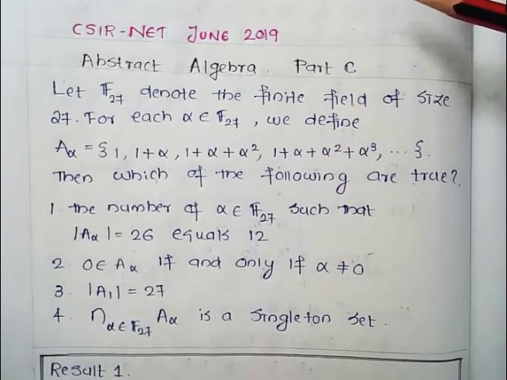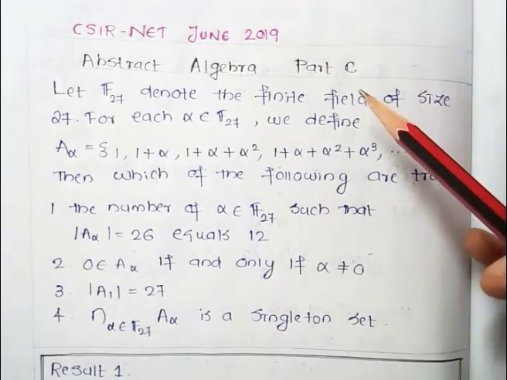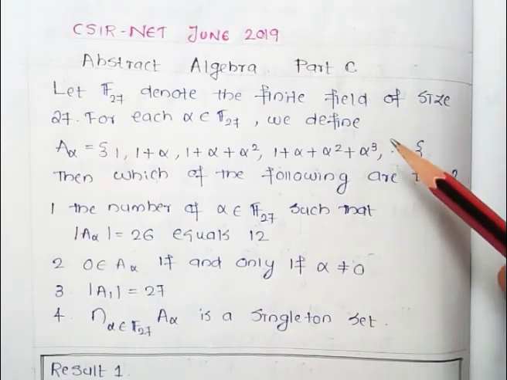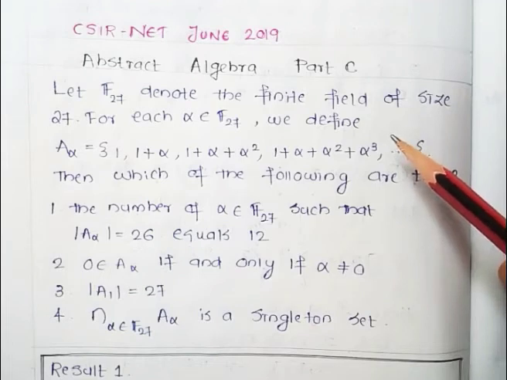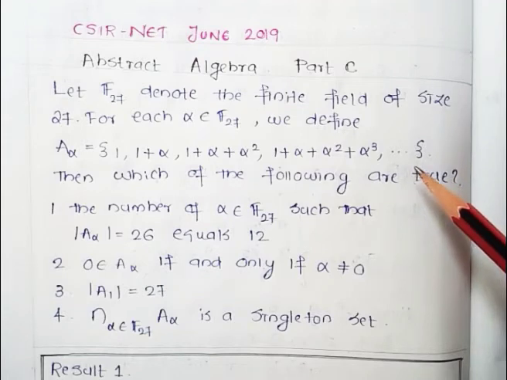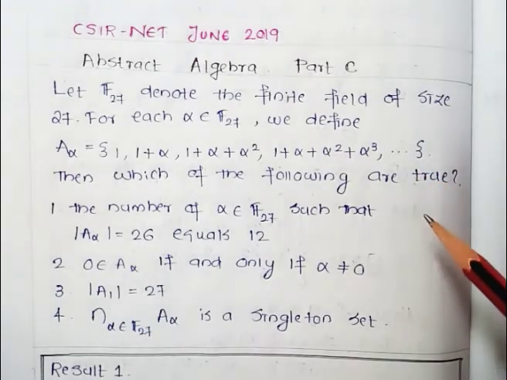Today I am discussing CSIR NET Questions June 2019. Topic: Abstract Algebra. It's a Part C question. Let F27 denote the finite field of size 27. For each alpha belongs to F27, we define A alpha as the set of all 1, 1 plus alpha, 1 plus alpha square, 1 plus alpha square plus alpha cube, etc. Then which of the following are true?